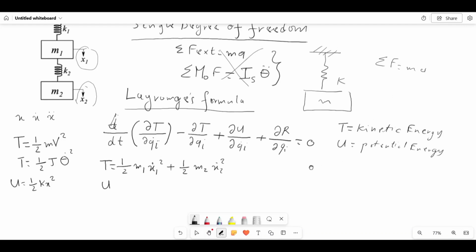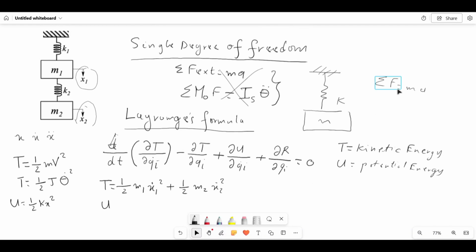Let's look at this figure here. We can see K1 is only attached to the mass M1, only having contact with M1. This one is just a support. So for that, U will be written like this: half K1 X1 square plus, now as you can see, K2 is between M1 and M2.